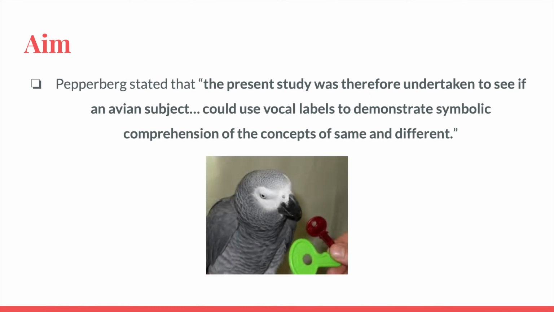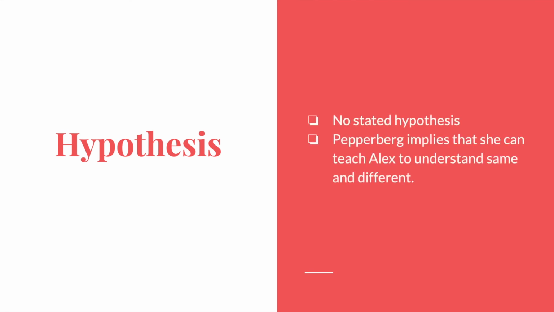Here is an image of Alex figuring out the similarities and differences between two plastic keys. He was later able to distinguish that the left key was much larger than the right key, and it was green. He also could tell that the key on the right was red and smaller than the green key. While the hypothesis was also not exactly stated, Pepperberg implied that she was able to teach Alex to understand the concept of same, in addition to the concept of different.